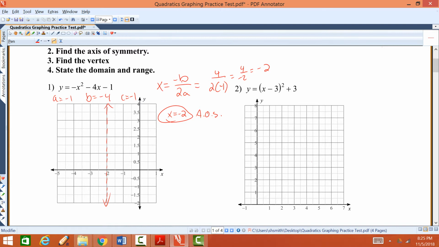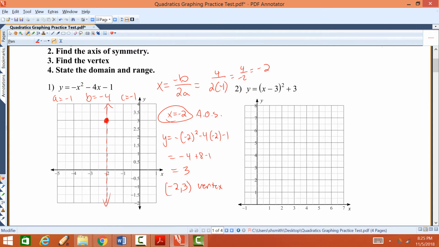To get the vertex, we need to take the axis of symmetry and plug it back in. So we're taking negative 2 and plugging it back in. So this is negative 4 plus 8 minus 1, which is 4 minus 1, which is 3. So the vertex is negative 2, 3.